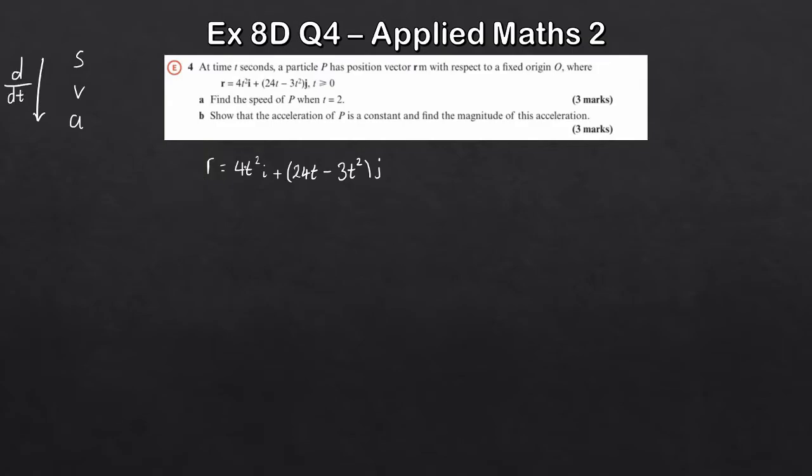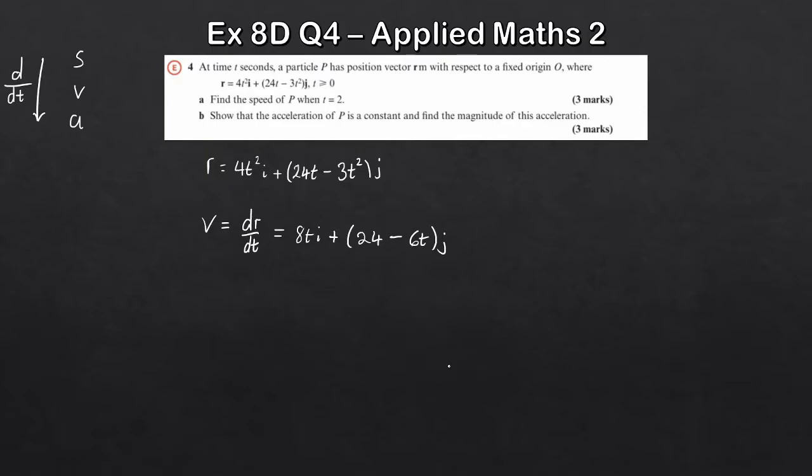So differentiating this expression, what we can obtain is that v is equal to dr by dt. So that'd be differentiating this with respect to t, and if we do that, pretty standard, 4t squared, differentiate this, we just get 8ti. Differentiate this here in the bracket, 24t, that'll just give us 24, and then minus 3t squared, if you differentiate that, we get minus 6tj. Okay, so hopefully, so far, pretty standard.